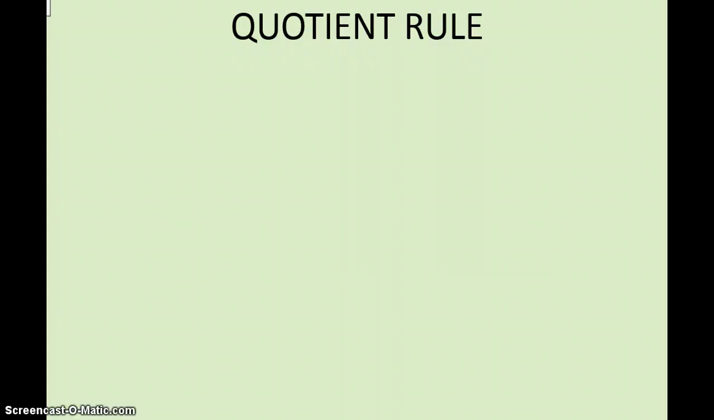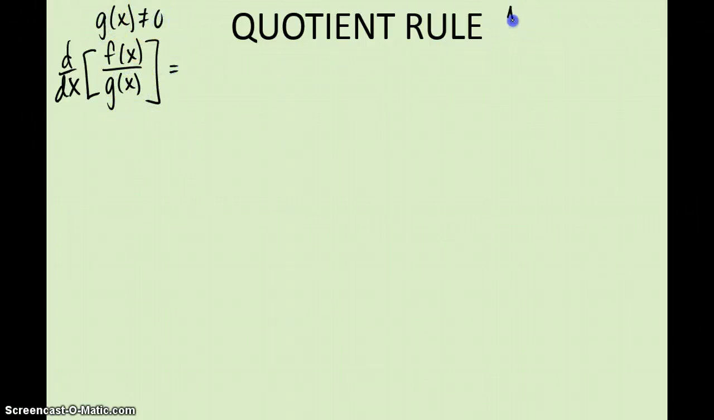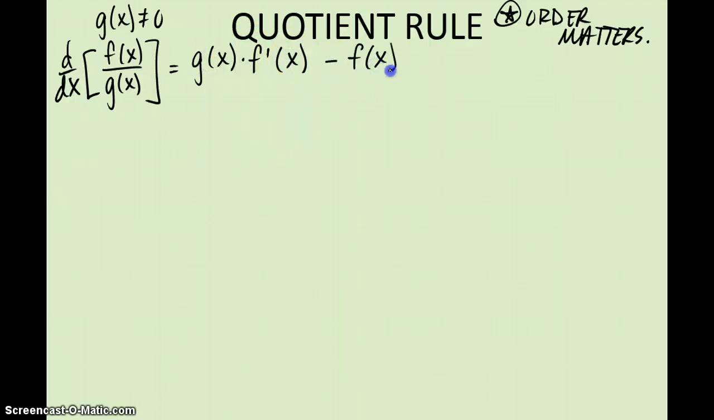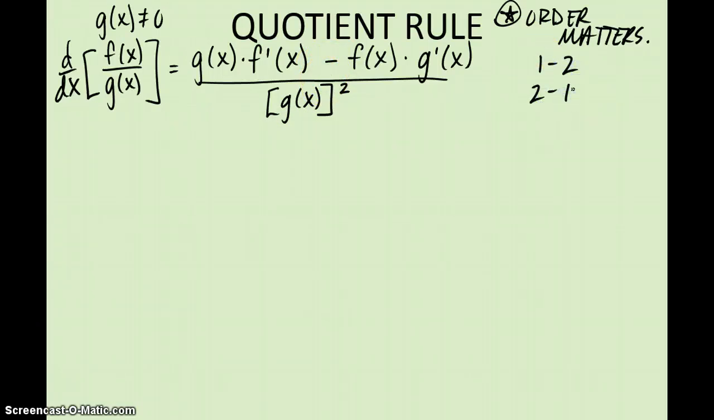Okay, now the quotient rule. Not as simple. So the derivative of f of x divided by g of x, of course provided that the denominator is not equal to 0. Now the order of the quotient rule matters. Product rule doesn't, because you're just multiplying and adding, so the order in which you multiply and add doesn't matter. Quotient rule, bottom function times the derivative of the top function minus top function times the derivative of the bottom function all over bottom function squared. So the order matters because that's subtraction, alright? So we know that 1 minus 2 and 2 minus 1 give us completely different answers. So you do have to be very careful with the quotient rule.